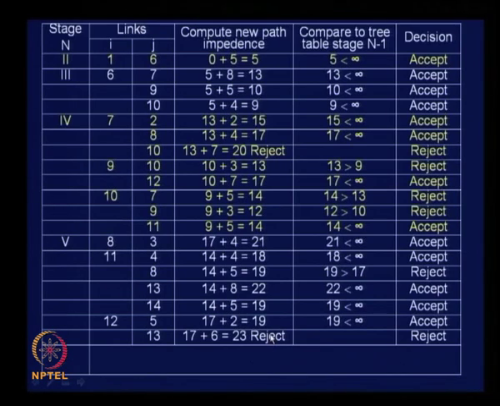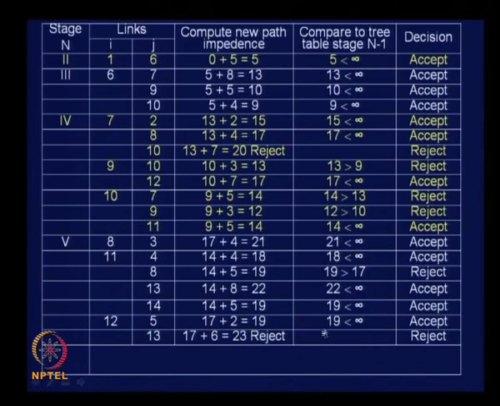Why? Please, it is an interesting case. What we have given as title for this column is this: compared to tree table stage n minus 1. N minus 1 is stage 4 actually, right. Normally we compare to reject the values obtained in the previous step, whereas in this case it is very interesting to note that within this step we have reached out to this node 13 and got a value less than this value.